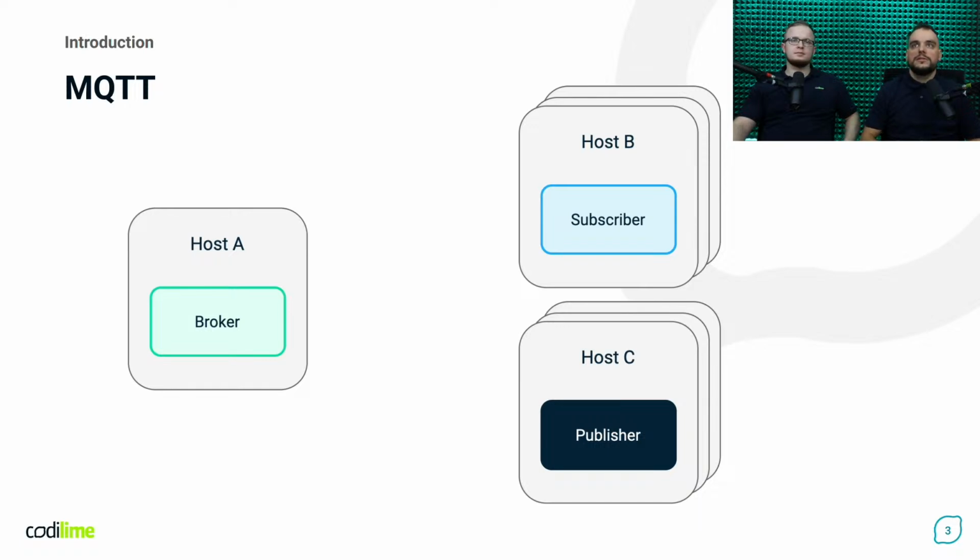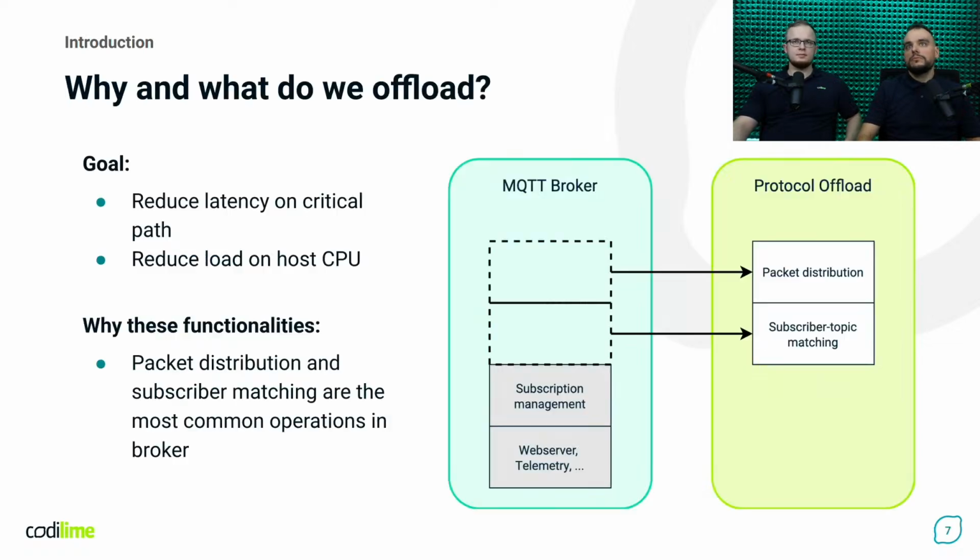So what is the workflow that MQTT uses? First of all, the subscriber subscribes to some kind of topic, registers within the broker on this topic. And then when the publisher sends the message with this mentioned topic, the broker decides which subscribers match the topic and sends them the message. So the workflow is really simple.